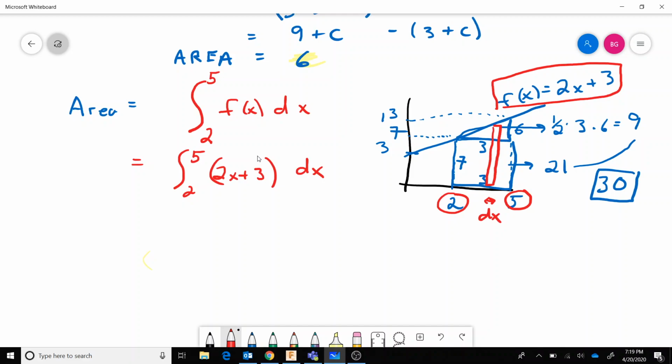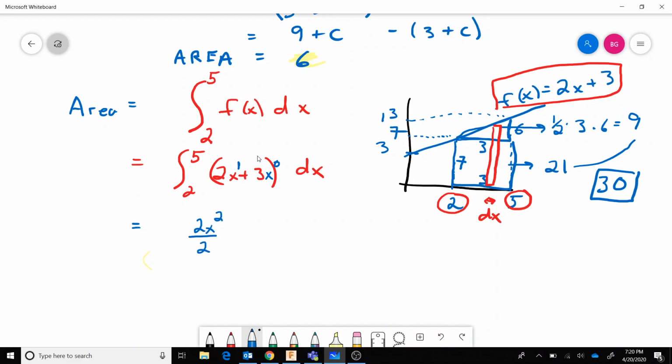And we are off to the races. It is time to integrate. All right, so let's remember this is an x to the first right here, and that's really an x to the 0. And when I integrate, right, I add 1 to the exponent, so that would become 2x squared. I added 1 to the exponent. Then I divide by the exponent.